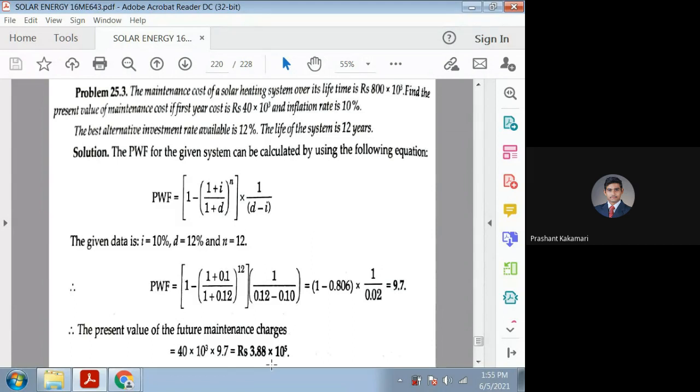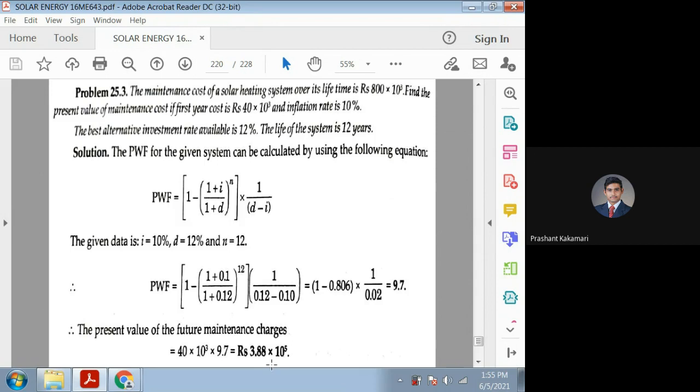What may be the present value of this maintenance cost if the first year maintenance cost is 40,000? We'll write it as it is: 40 into 10 raised to 3 rupees. And the inflation rate is 10%. So this inflation rate you can consider for the fuel, the alternate fuel or the conventional fuel he was using. So on that, the inflation rate was 10%.